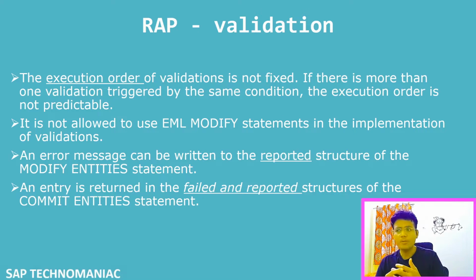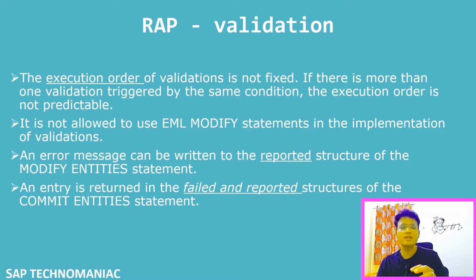sure. And obviously we have to write some code in the behavior pool class to validate those things. We should not write any EML modify statement. We can't modify during validation, because it's triggered during the save sequence. From that time onwards you should not write any modify statement inside the validation method.